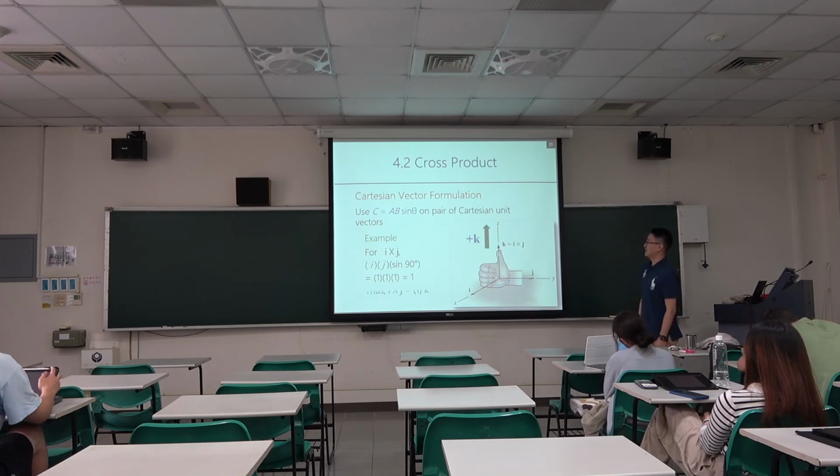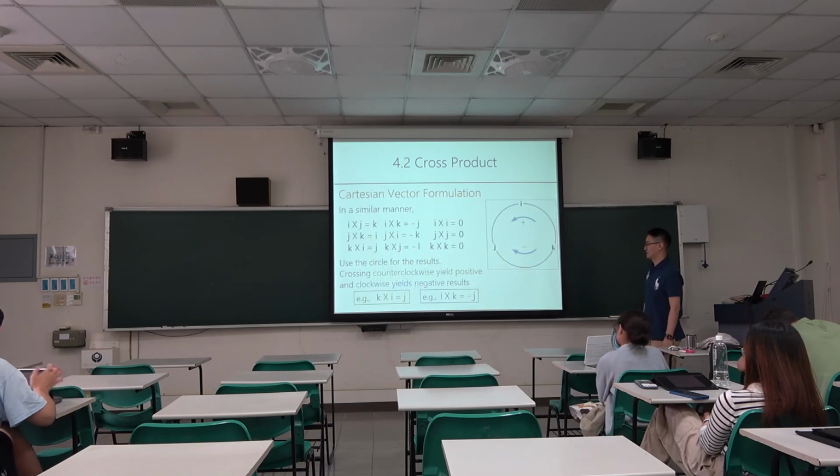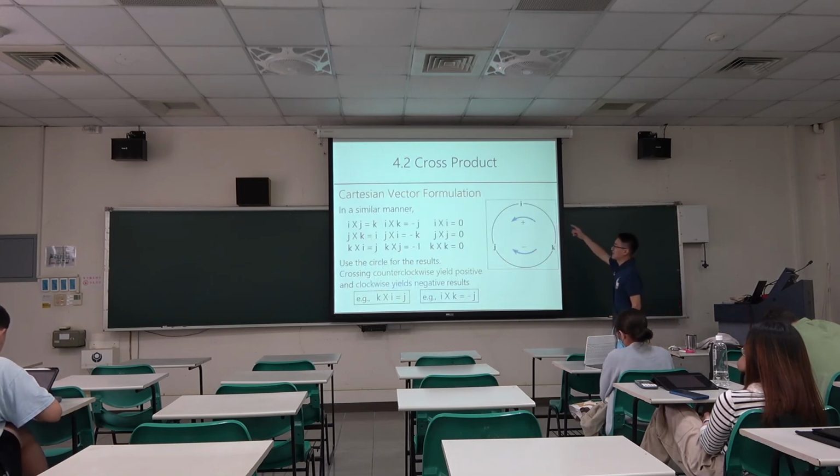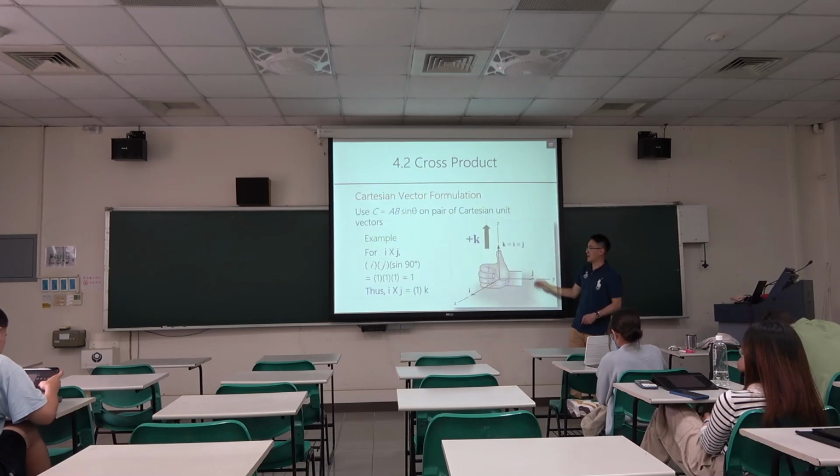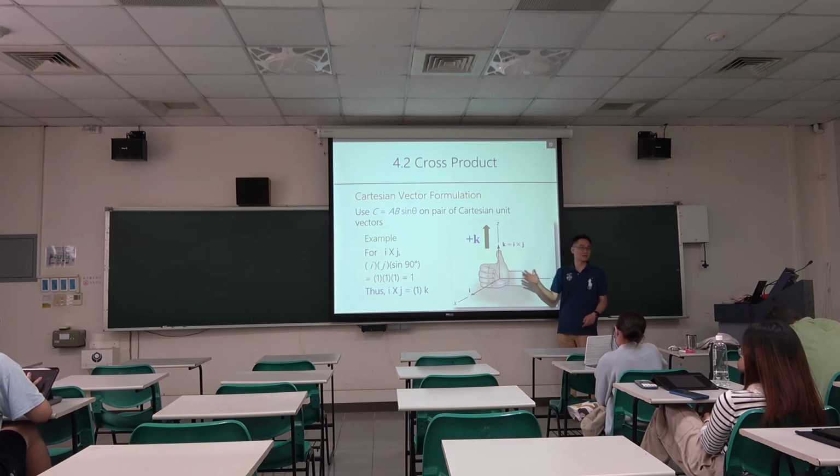Okay, so that's a cycle to get positive value. Counterclockwise is positive value. If our cross product is clockwise, it gives us negative value. You are not required to remember this, but I feel if you remember this coordinate system, you can use your right hand to find whatever you want.